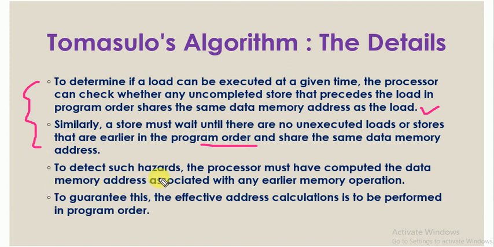For detecting such hazards, the processor must have computed the data memory address associated with any earlier memory operation. So we should have the memory details so that we can identify the reference to the same memory and identify the hazard. To guarantee this, the effective address calculation is to be performed in program order itself, so that we can identify whether there is any clash between the memory addresses available.